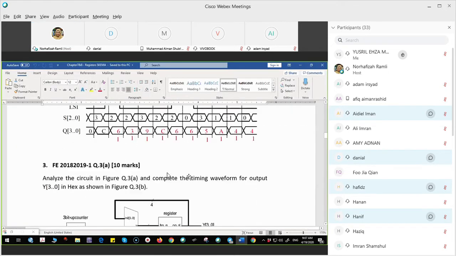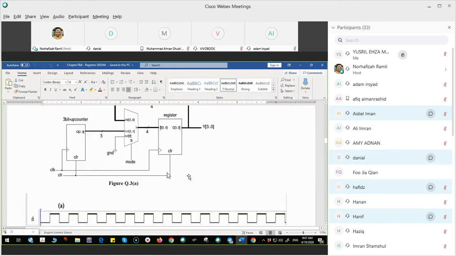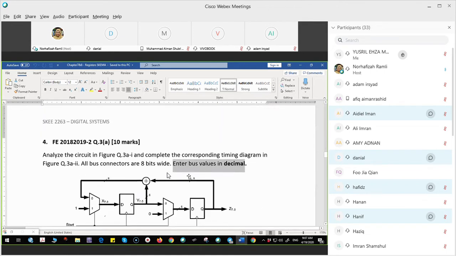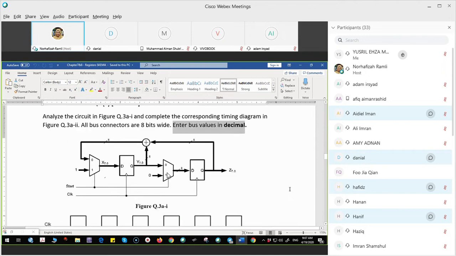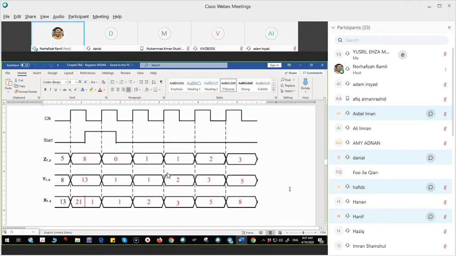Do you see the new screen? The Word file? Yes. This one is the answer for this question. Okay?